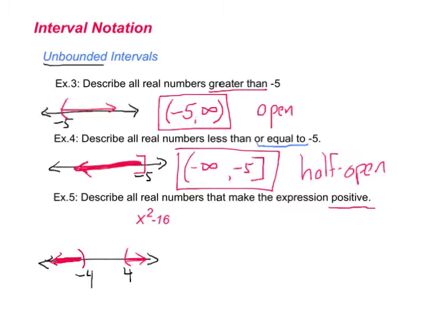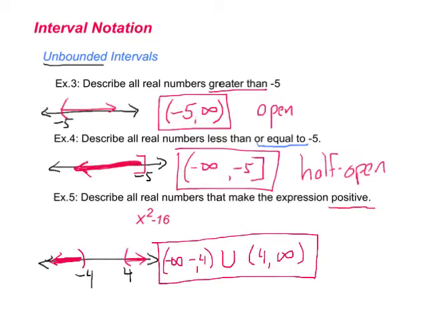Now, we have two groups. The one on the right over here is from 4 to infinity. Those numbers work. The one on the left is from -4 down to negative infinity. And we want to glue those together, and we do that with this symbol, which is called the union. And so this is our solution. This is describing two intervals, and they're put together by a union.